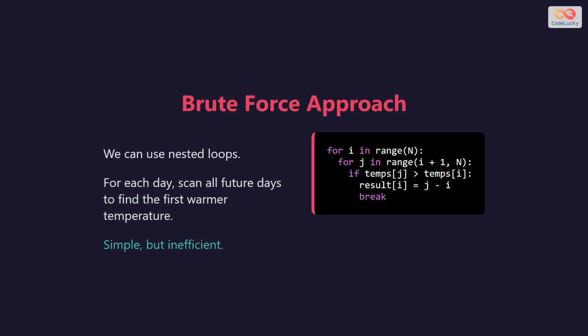The most intuitive way to solve this is using a brute force approach. We can use 2 nested loops. The outer loop picks a day, and the inner loop scans all the future days to find the first one that is strictly warmer. Once we find it, we calculate the difference in indices and break out of the inner loop.